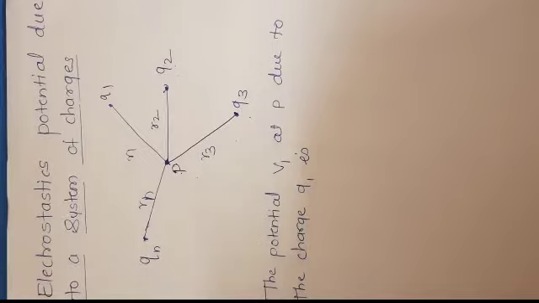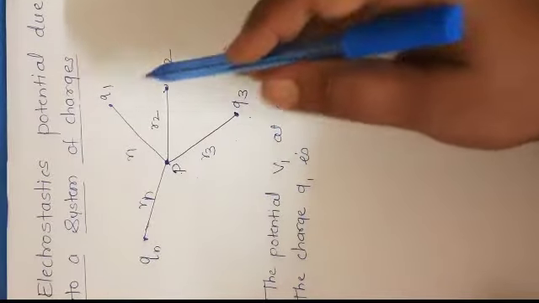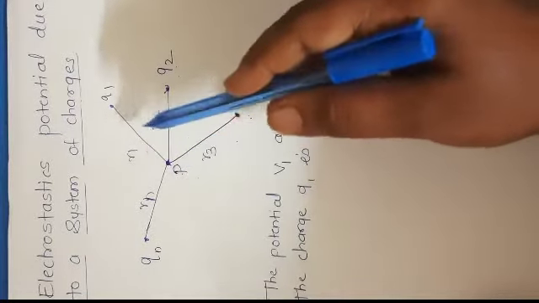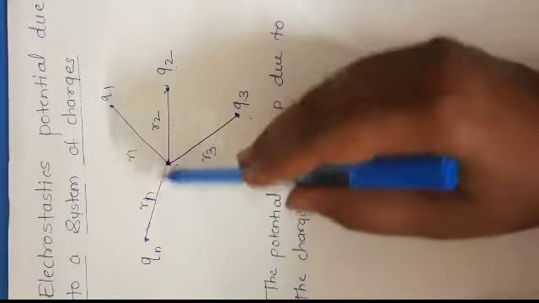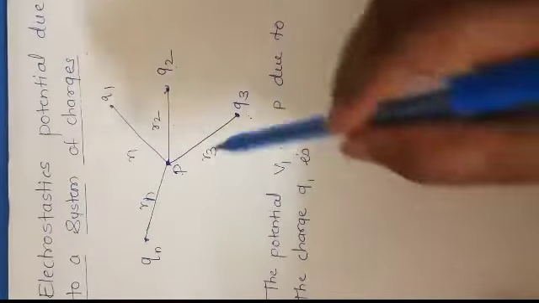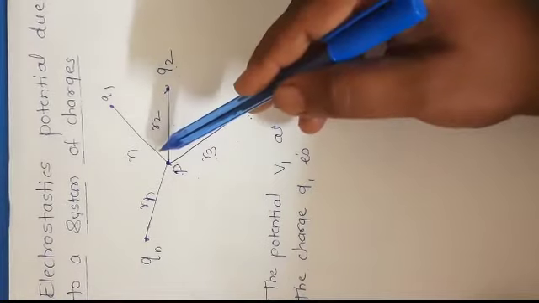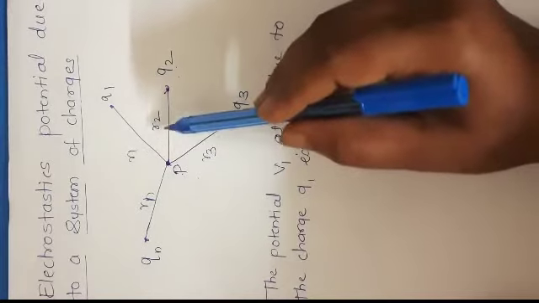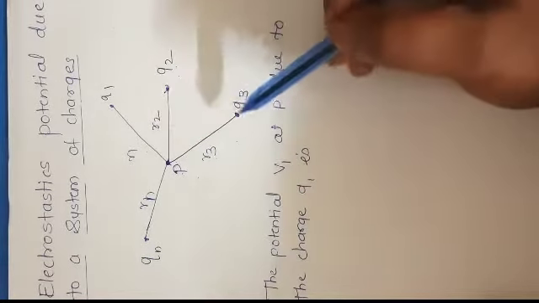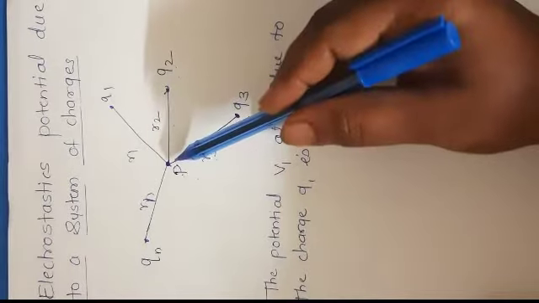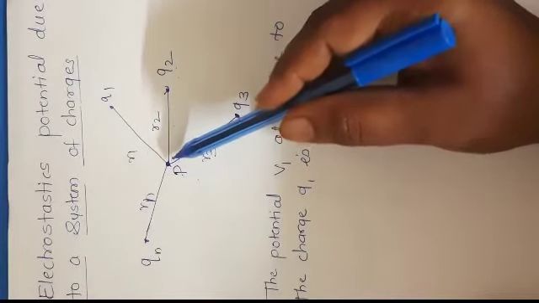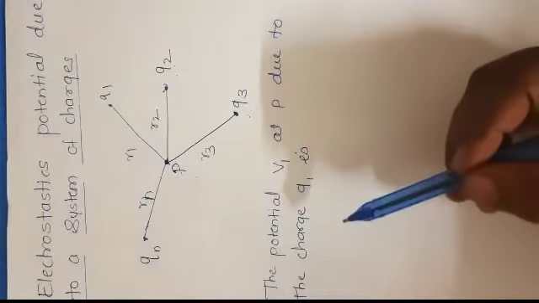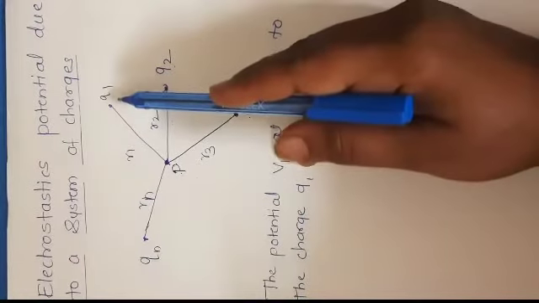Consider a number of charges q1, q2, q3, ..., qn, which are at distances r1, r2, r3, ..., rn from point P respectively. That means charge q1 is situated at a distance r1 from point P, charge q2 is situated at a distance r2 from point P, and another charge q3 is situated at a distance r3 from point P. Here we calculate the potential V1 due to the charge q1.